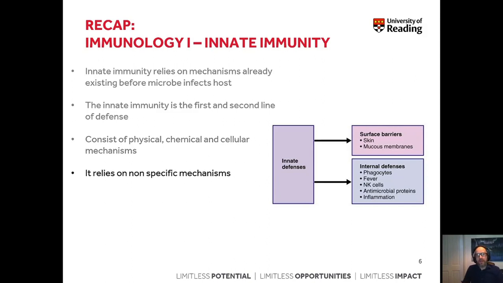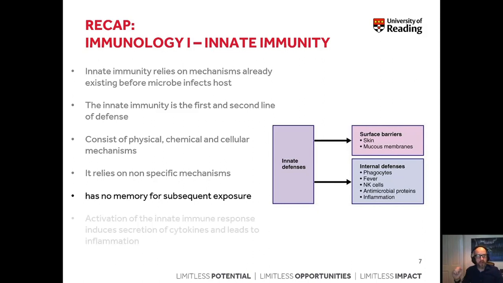Moreover, innate immunity relies on non-specific mechanisms. That means that the reaction to diverse microbes is always the same if it comes to innate immunity. Moreover, the innate immune system does not have memory for subsequent exposure. So the strength of the immune reaction and also the speed is always the same, independent of the frequency of exposure to a certain microbe.